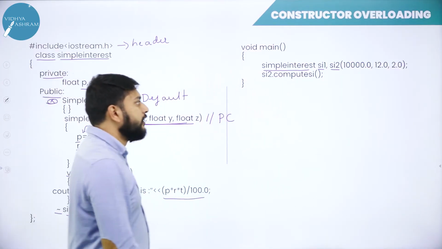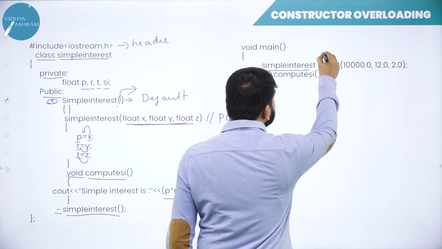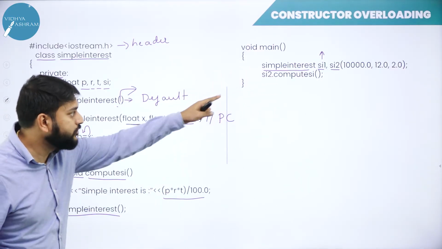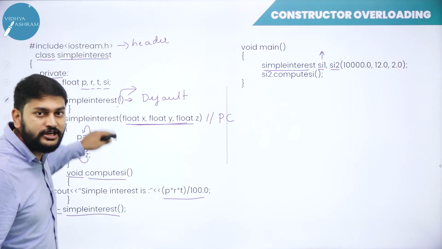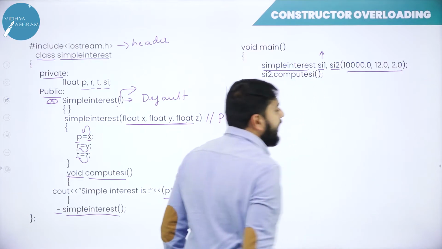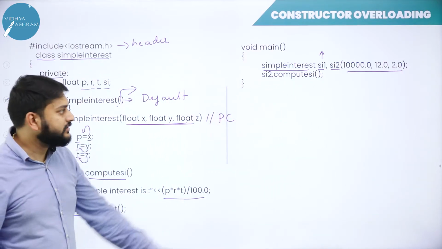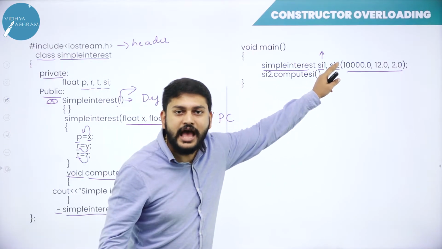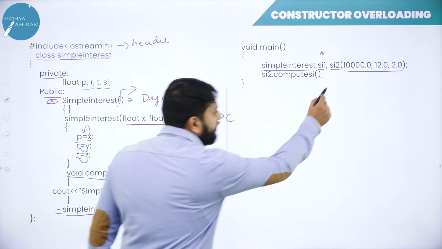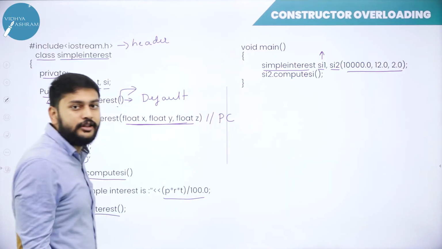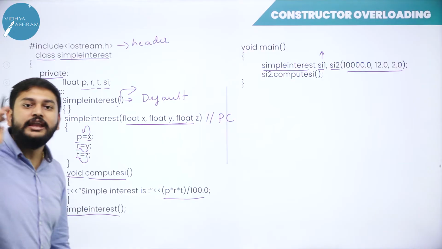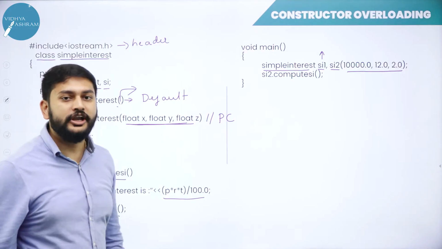You need to observe, guys. This object will invoke the default constructor. This object will invoke the default constructor. My dear students, you need to observe this. SI2: as soon as I create this object, whatever values I have as arguments will be passed here, and these variables will get initialized. So that is what you need to understand.